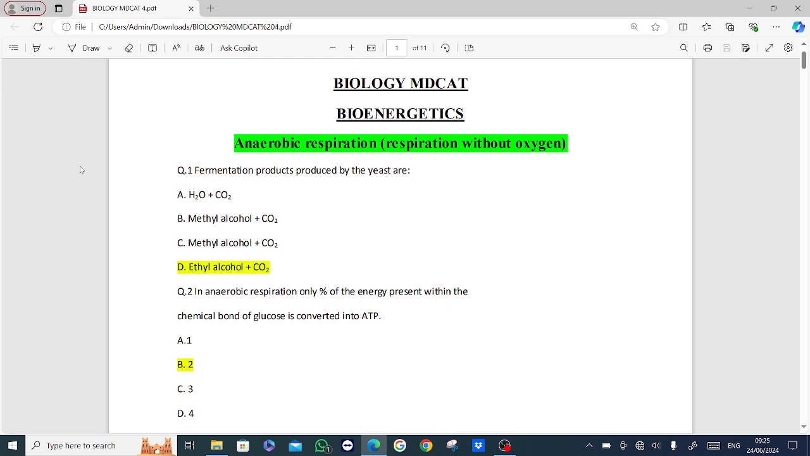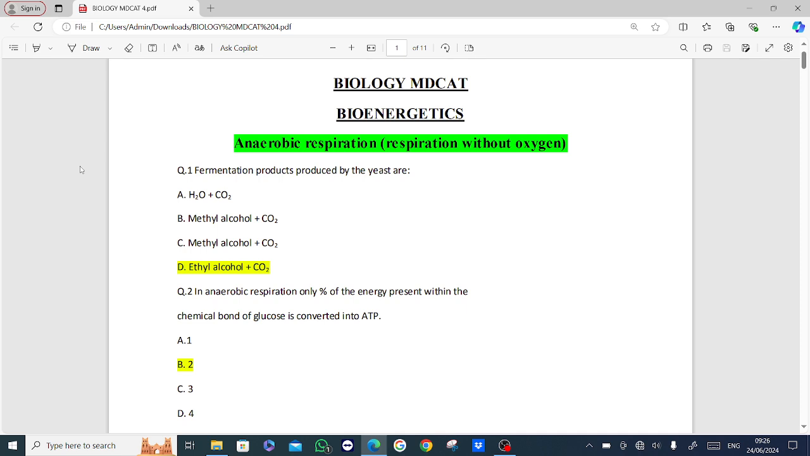So let's start. Today we will discuss the chapter Bioenergetics, topic anaerobic respiration (respiration without oxygen) MCQs. First MCQ is: fermentation products produced by the yeast are. Options are H2O plus CO2, methyl alcohol plus CO2, ethyl alcohol plus CO2. Answer is option D, ethyl alcohol plus CO2.